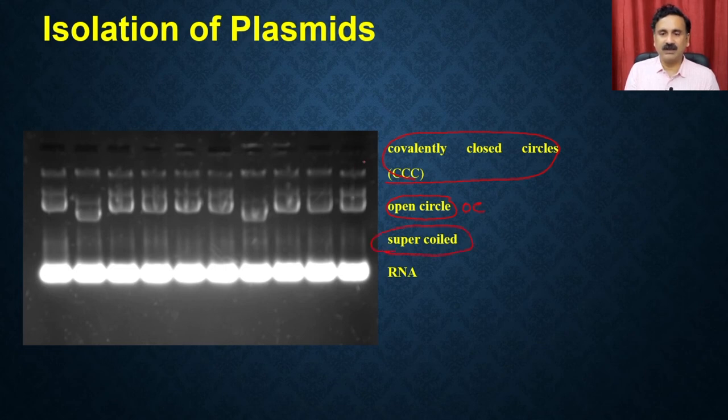So what you see here is the covalently closed circular DNA, this is the open circular DNA, and this is the supercoiled DNA. And since we have not used RNase, you are also going to see some amount of RNA, because RNA is also present in the bacterial cell.